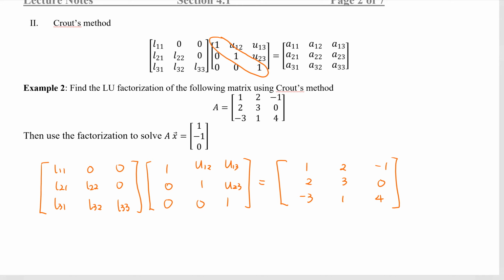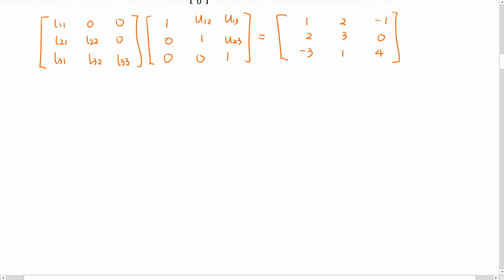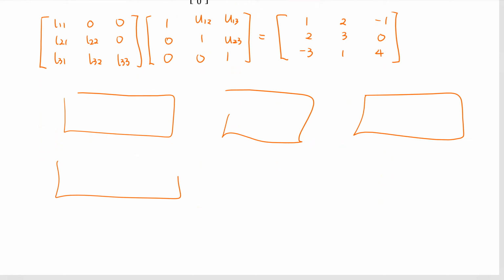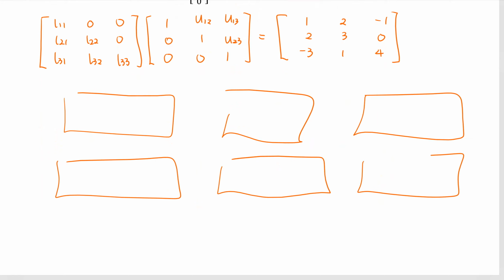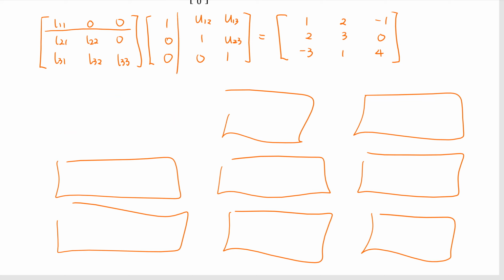Okay, now let's see. We also separate it into 4 regions, like a big matrix. Each region we're going to deal with one equation. So here we also have 9 equations and 9 unknowns. Okay, first one, we use the first row times the first column. So L11 times 1 equals 1. Oh, L11 equals 1. So far, so good, everybody.